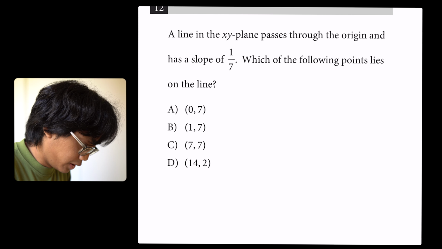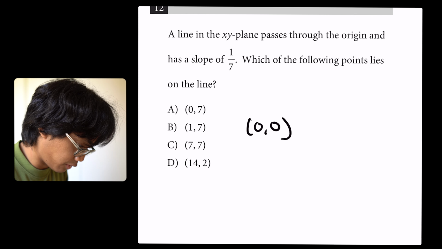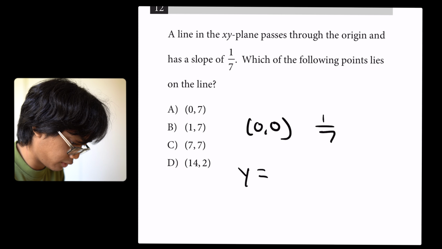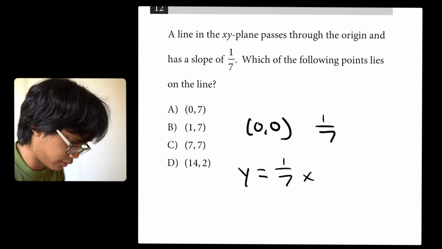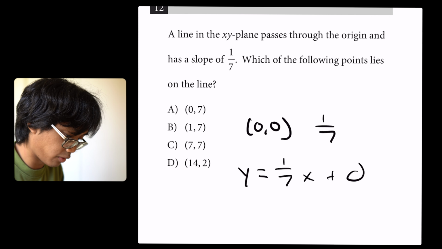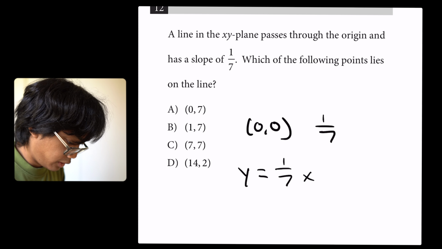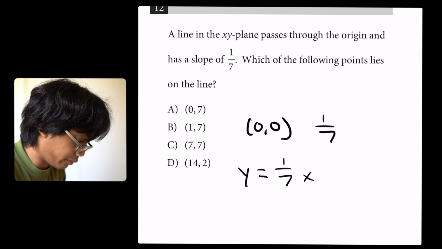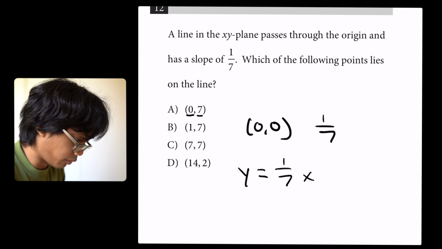So if it passes through the origin, that means it goes through 0, 0, and its slope is 1 over 7. So if we model this in y equals mx plus b form, we're going to get y equals 1 over 7x plus 0, because it passes through the origin. So we're looking for which one of these is true. When we plug in the x, we should get the y.